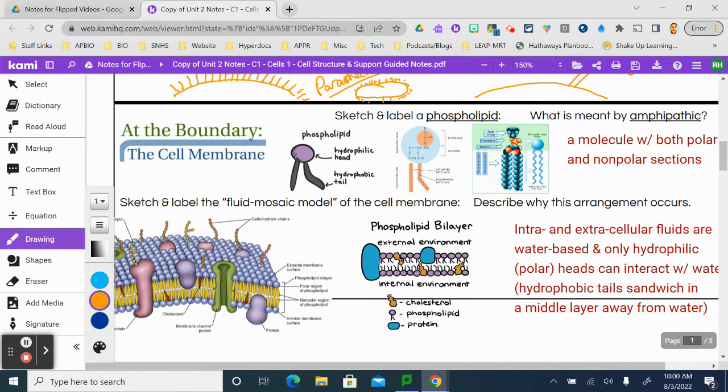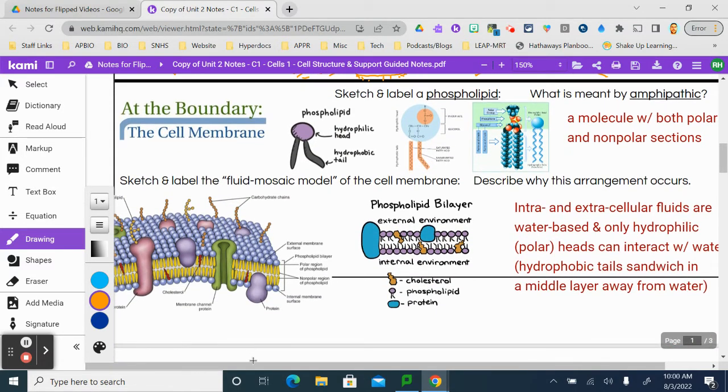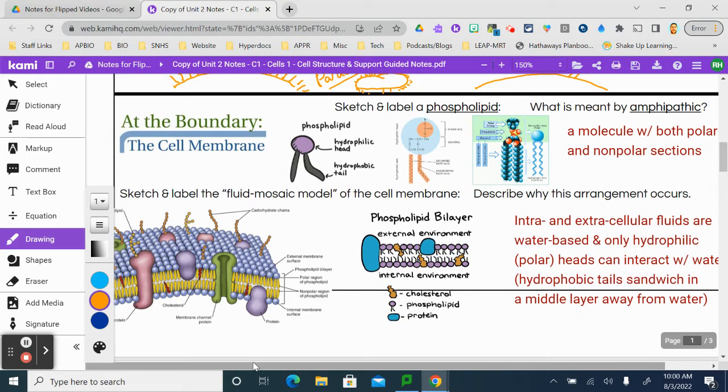All right, let's move on to the cell membrane itself. Feel free to pause this, take down the notes, and then it'll allow you to listen better instead of having to write and listen at the same time. That might help out.